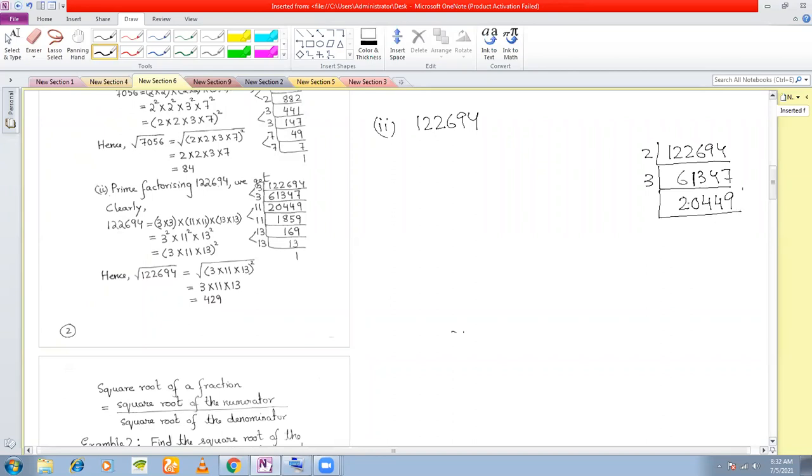Next, check whether this is divisible by 3. No, this is not divisible by 3, because the sum of the digits doesn't add up to a multiple of 3. So you try with other numbers. The next number that you will try is 11. With 11, it is divisible by 11. 1859.